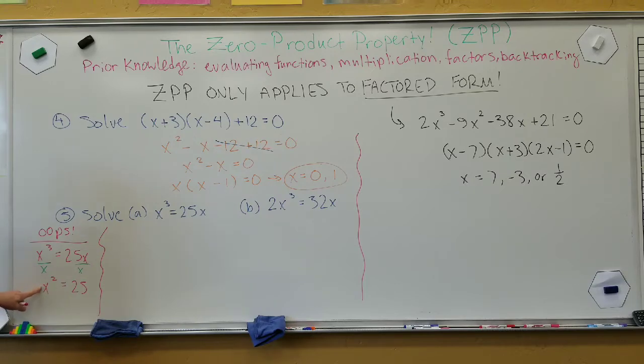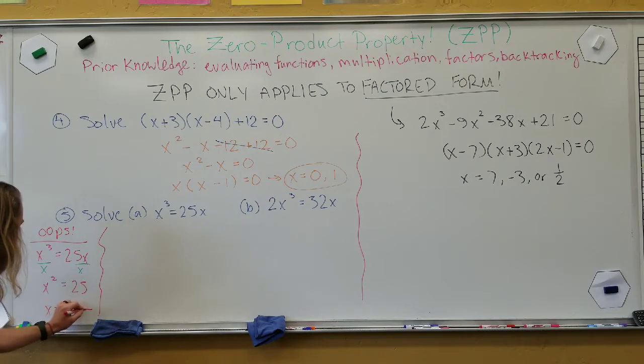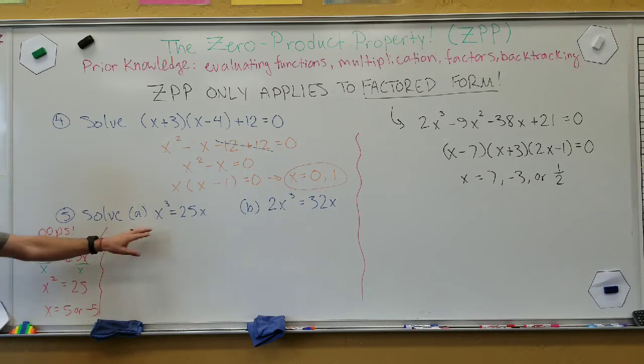Can you think in your head? There's actually two numbers that you could square to get 25. It could either be x equals 5, or it could be x equals negative 5, right? That's a little bit of an oops here, and we're going to see why and tackle it in the proper way together.